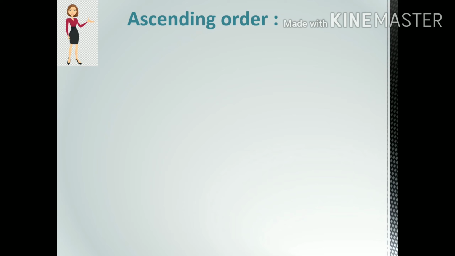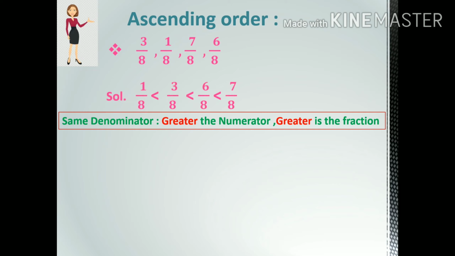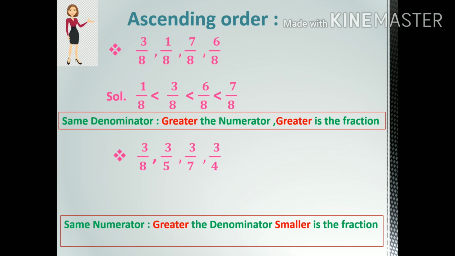Now let's arrange the given set of fractions in ascending order. Here is the given set of fractions. We see the denominator is same in all the fractions, so we will apply rule number 1. Greater the numerator, greater is the fraction, and we will arrange the numerators in ascending order. In this question, we see the numerator is same and denominator is different. So we will apply rule number 2, where greater is the denominator, smaller is the fraction, and we will arrange them accordingly.